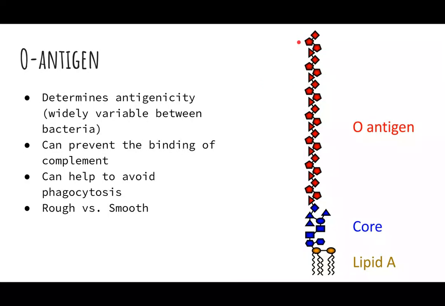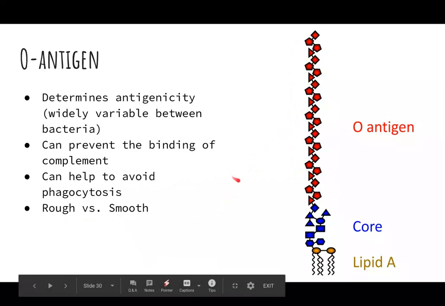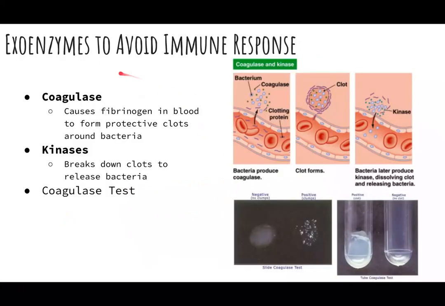There are even some types of bacteria that can change their O antigen after they've started to infect you, meaning that they're able to essentially reset your immune system and prevent it from recognizing them. These O antigens can also prevent the binding of an antimicrobial protein called complement, and it can also help prevent phagocytosis. Bacterial species with really long O antigens are sometimes called smooth, whereas ones with shorter O antigens are sometimes called rough. There are also exoenzymes that can help avoid the immune response.